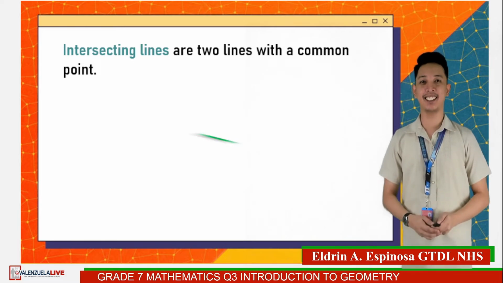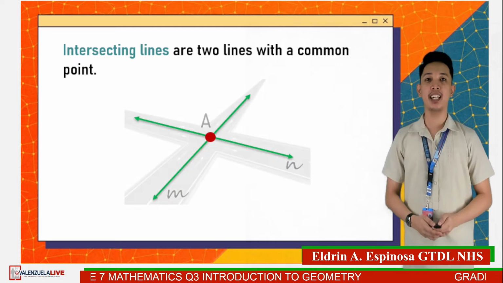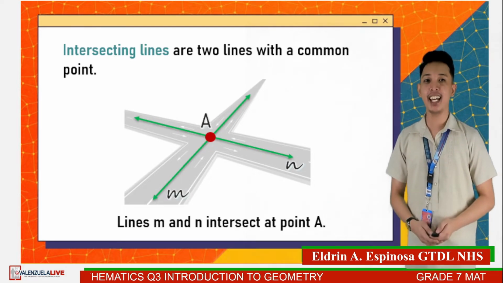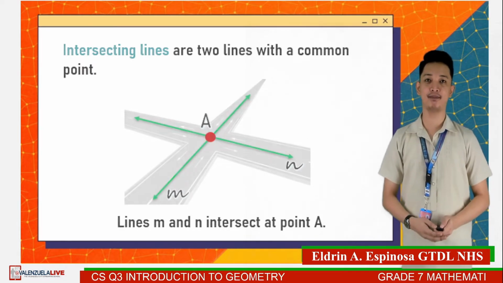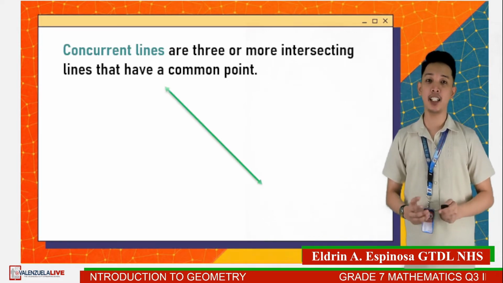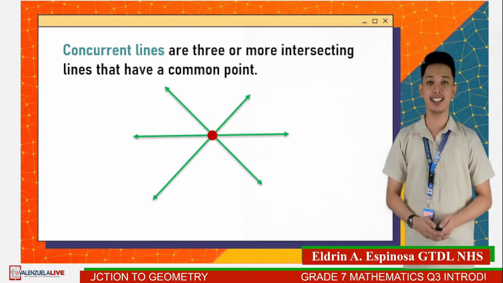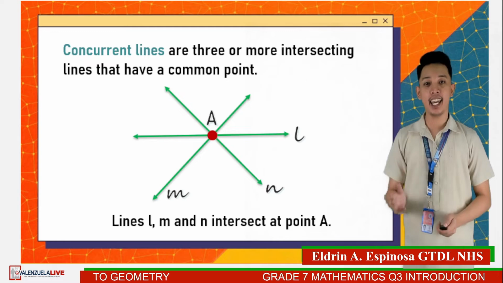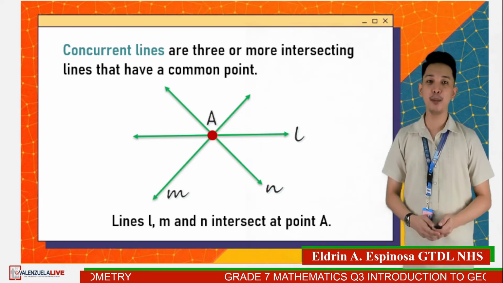Intersecting lines. Intersecting lines are two lines with a common point. In this figure, lines M and N intersect at point A. Concurrent lines. Concurrent lines are three or more intersecting lines that have a common point. In this figure, lines L, M, and N intersect at point A.